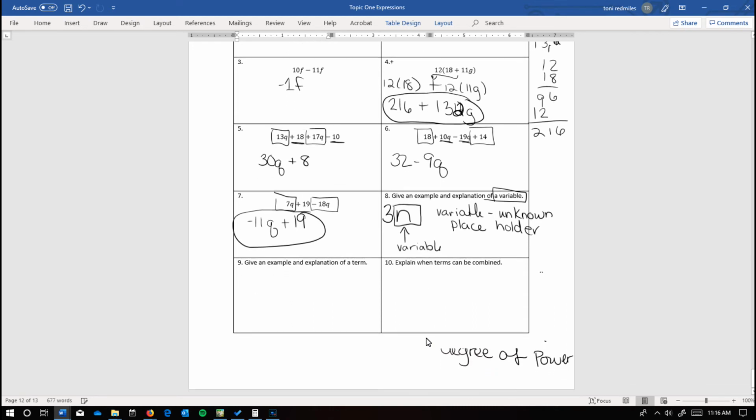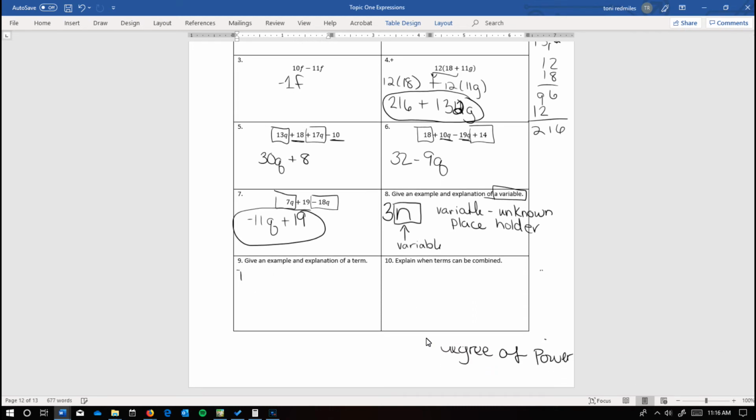All right. Give an example of a term. Well, remember a term is divided by positives, negatives, and equals. So in something like this, I have two terms. I have this term and I have this term. So term 1, term 2. I don't care if you get it exactly like mine, just as long as you understand it, can show that you understand. Explain when terms can be combined. Well, they have to have the same variable with the same degree of power.